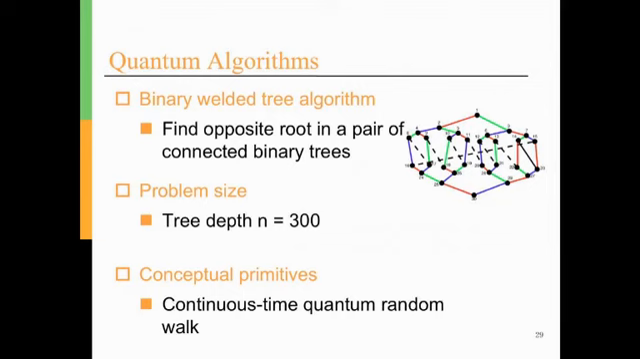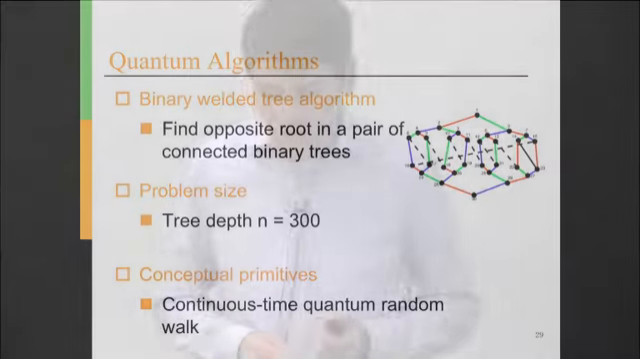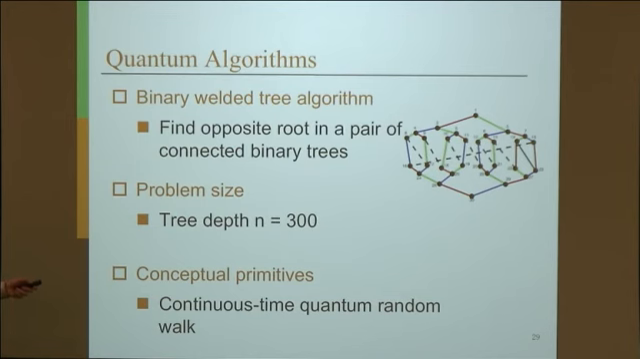The second problem is the binary welded tree algorithm. So the problem formulation is as follows. I will take 2 binary trees and weld them together in the middle. So here the top part is one binary tree. Here at the bottom is the second tree. The 2 root vertices are special. One of them is marked as the start vertex, and the other root is the finish vertex. And the goal is to start at the start vertex and find the finish vertex by relying on an oracle. And the oracle will give us information about the graph.